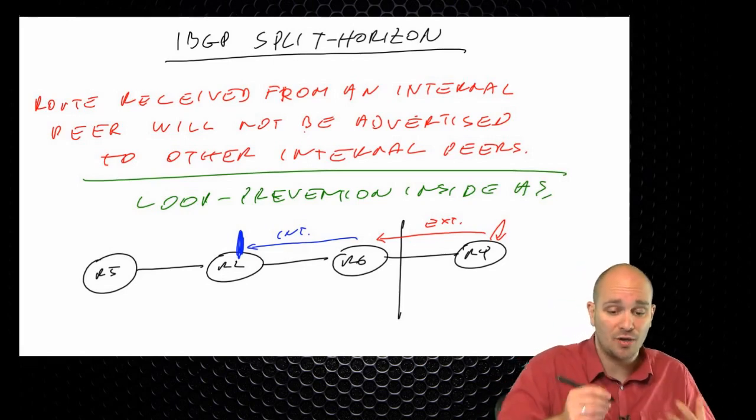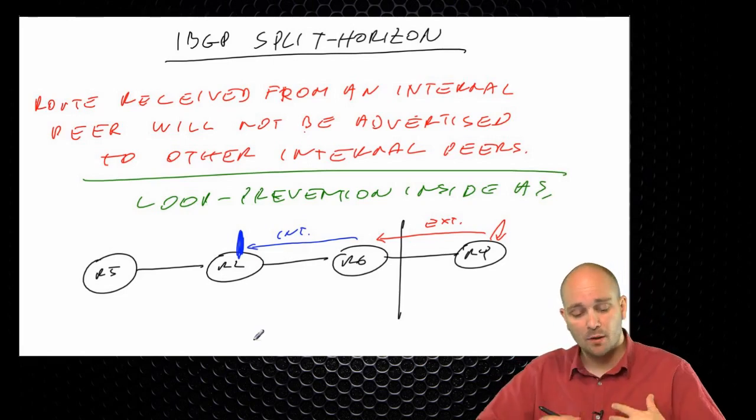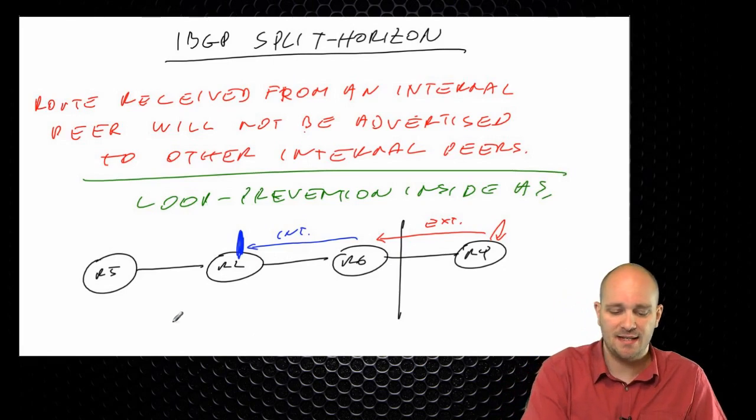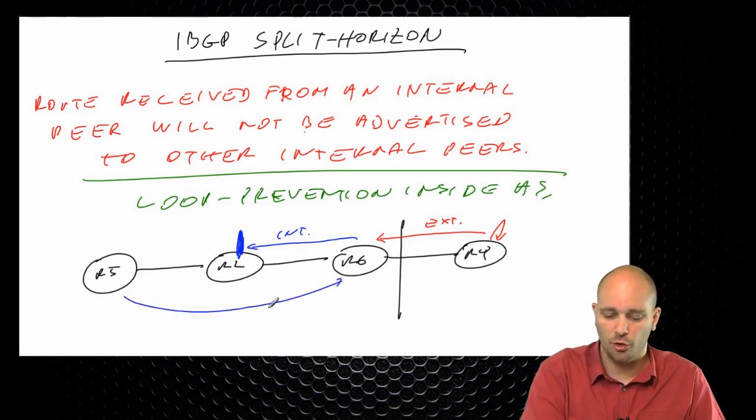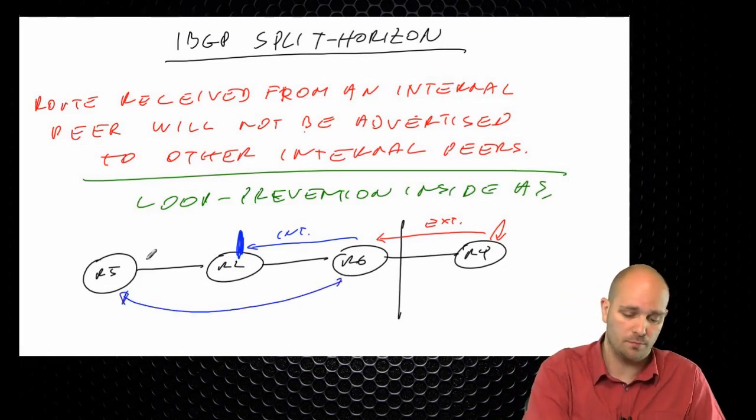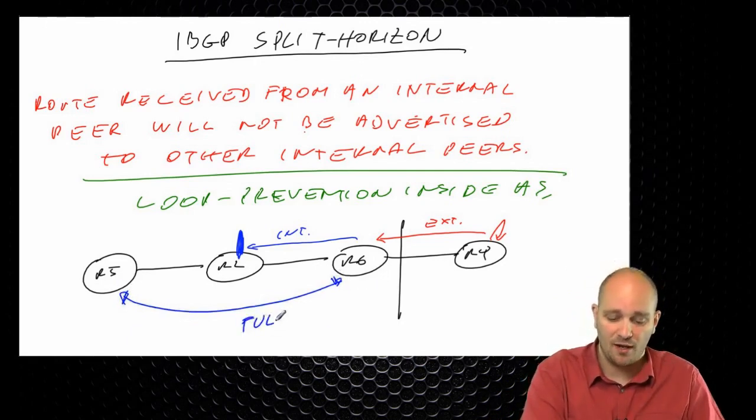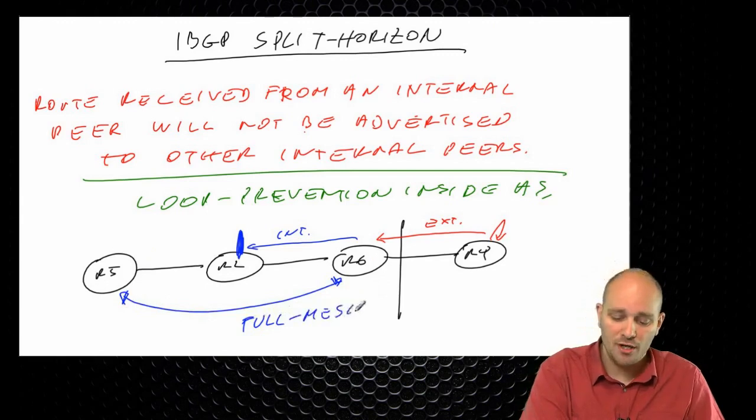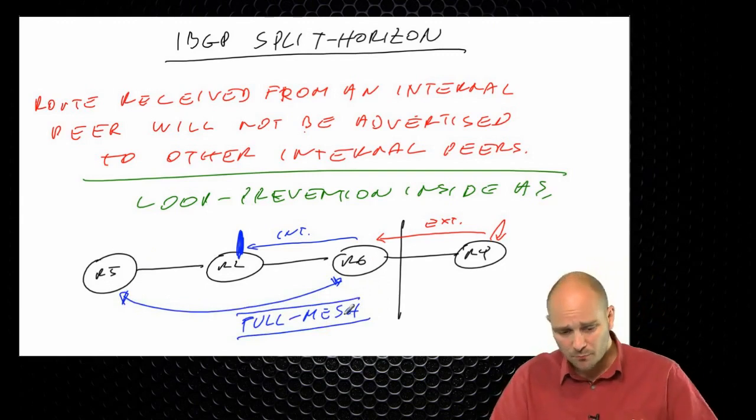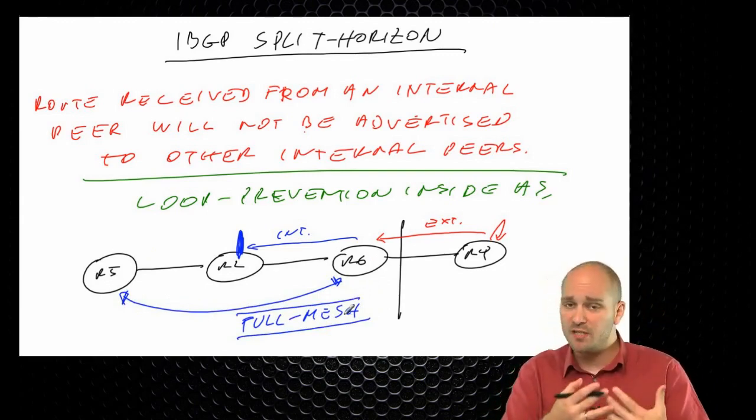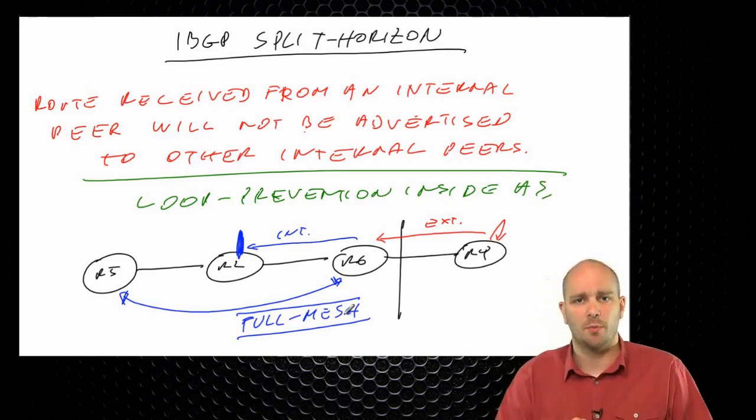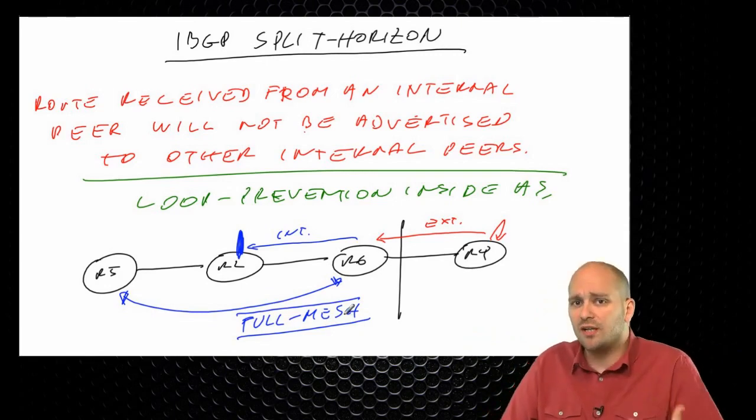Now, to work around this rule, to provide the connectivity inside the AS, usually what we are going to have is the direct or indirect peering between R5 and R6 so that we can have a full mesh. So the full mesh requirement inside an AS is actually a workaround for this split horizon rule. If everyone is peering with everyone, we don't care about the split horizon rule because we are going to get the routes where they need to go.